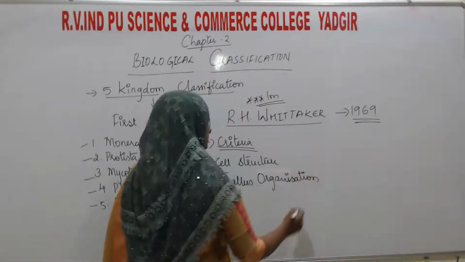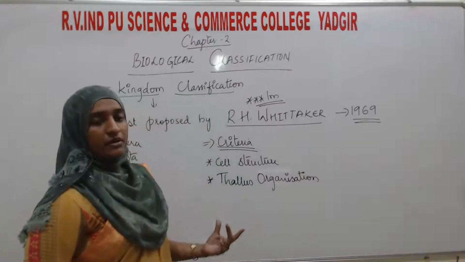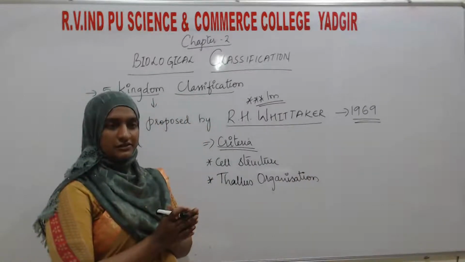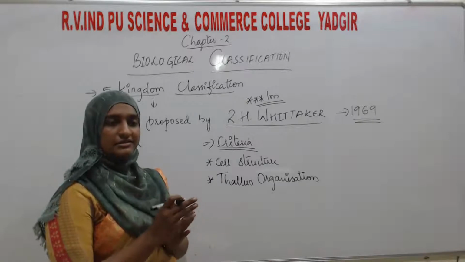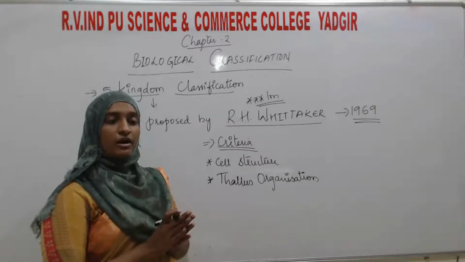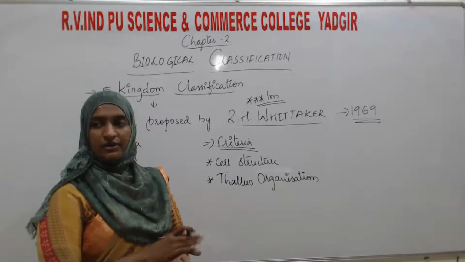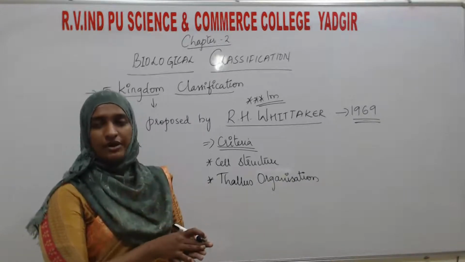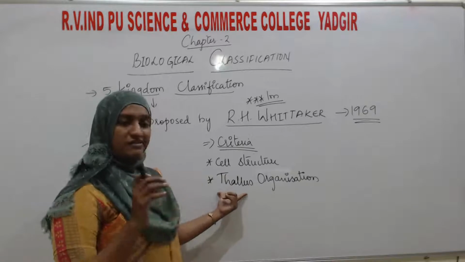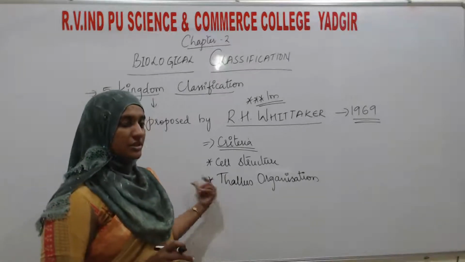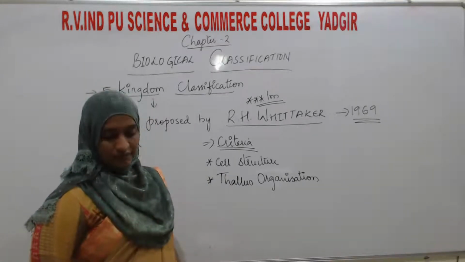Thallus organization. Thallus means that in some of the algae and in some of the plants, the body will be a thallus body, a totally flattened body. So, on the basis of that thallus organization, he had classified the 5 kingdom classification.